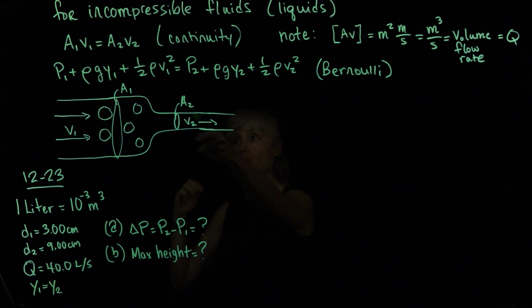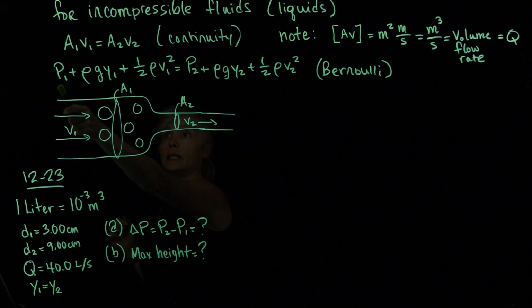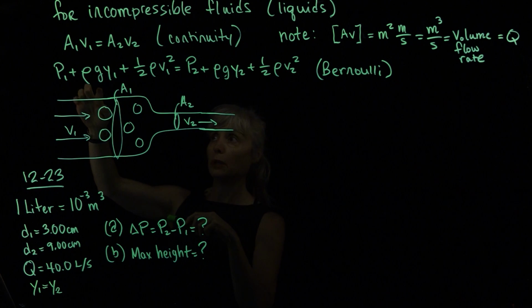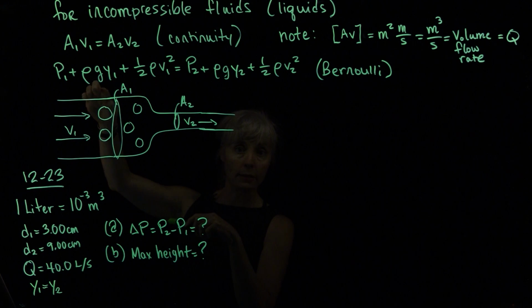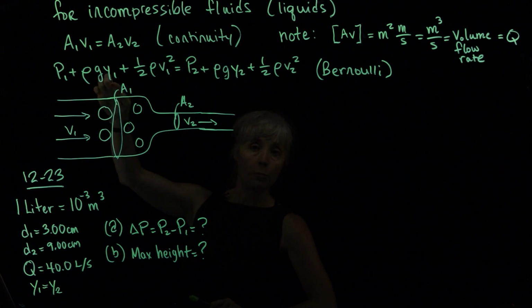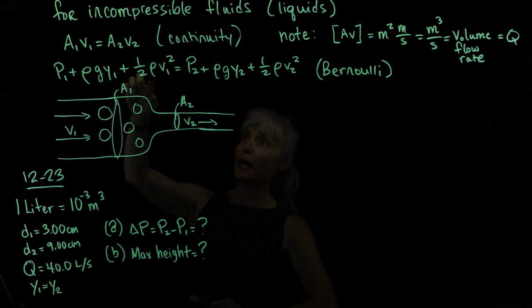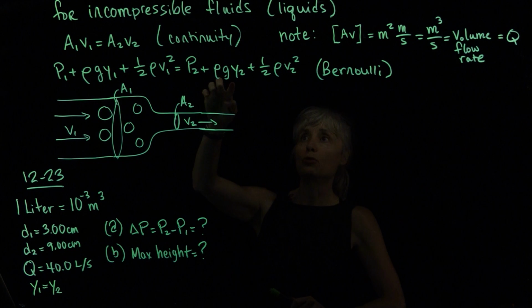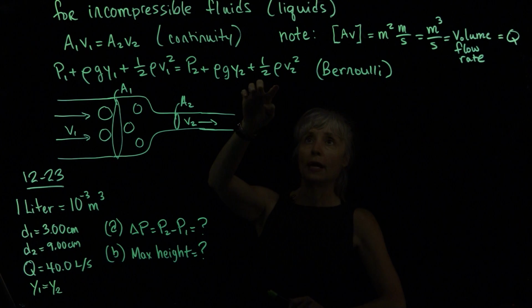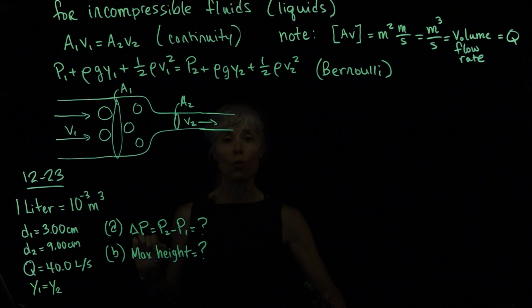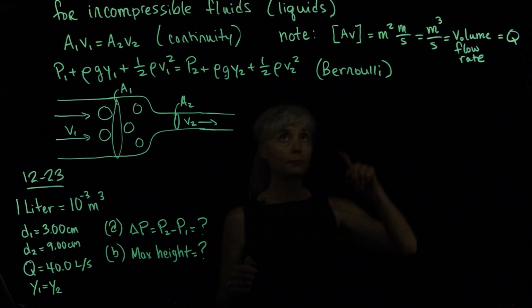And then Bernoulli's equation is the pressure at some location 1 in the pipe plus rho g y1, where y1 is the vertical height at some point 1 in the pipe, plus 1/2 rho v1 squared is equal to the pressure at some second point in the pipe plus rho g y2 plus 1/2 rho v2 squared. So these two equations, both written for incompressible fluids.